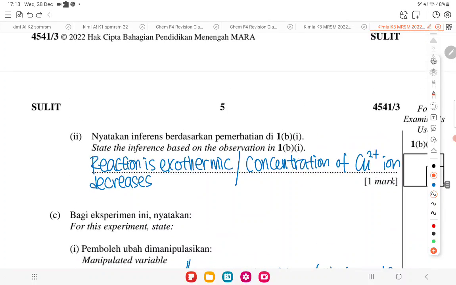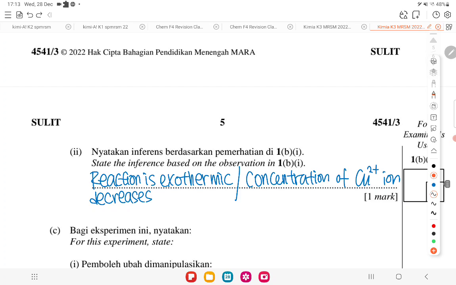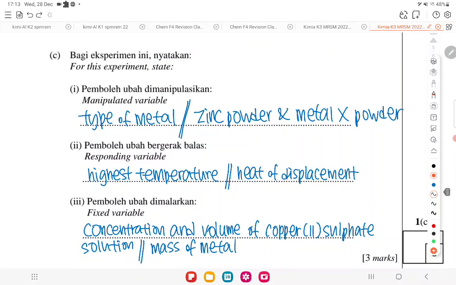Okay, when you do all these experiments for your paper 3, one of the very common ways they ask is that they will always ask something related to variables. We have 3 variables you need to know: one is manipulated variable, one is responding variable, and one is fixed variable.